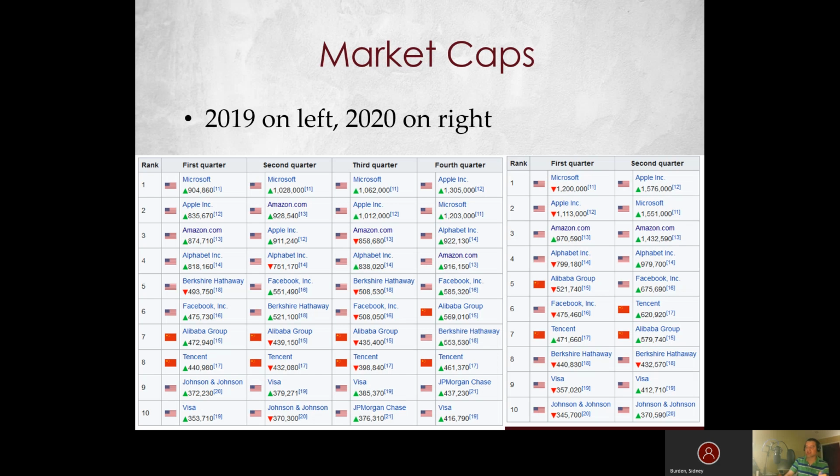Okay, so I do want to just take a brief moment here to talk about the market capitalization of firms. On the left here, I have 2019. So first quarter 2019, second quarter, so on and so forth. And then 2020 on the right. And let's face it, we know that something, of course, happened in 2020. The pandemic, unfortunately, broke out. And that affected a lot of companies pretty substantially, affected a lot of people as well. So with that in mind, let's take a look at some of these market caps.